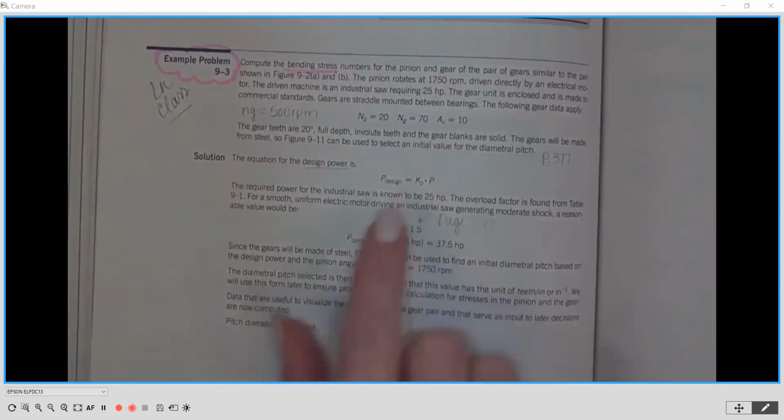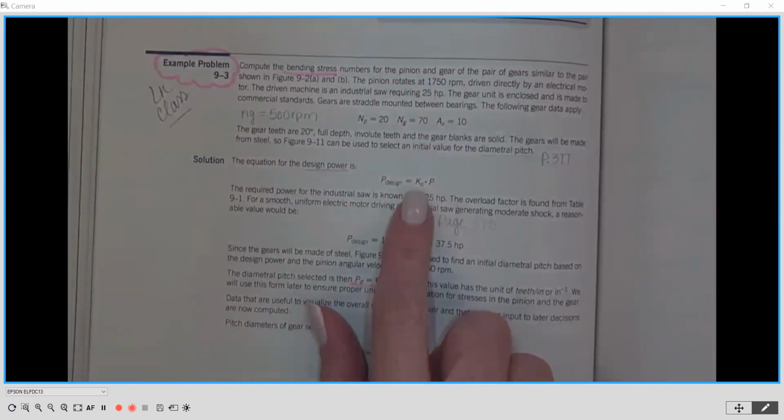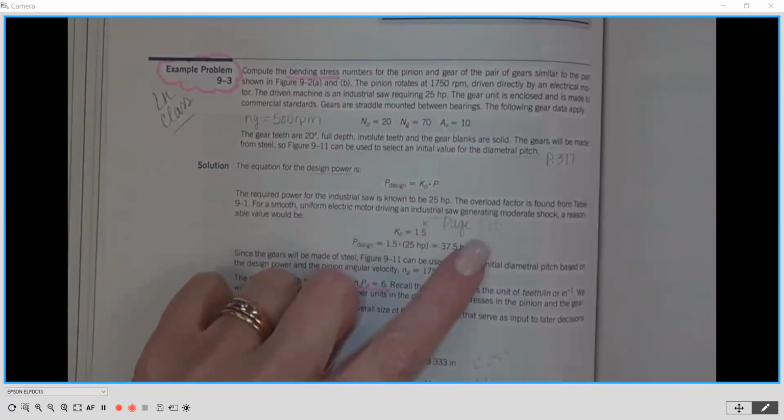Okay. Now we already have the horsepower that's coming off the motor. That's 25, but that doesn't take into consideration what's going on after. Okay. And our design horsepower is going to take that power number, that 25, multiplied by what we call an overload factor. Okay. And that overload factor, KO, is something that we have to determine. Now, KO is going to be found on page 378. I added the page here.